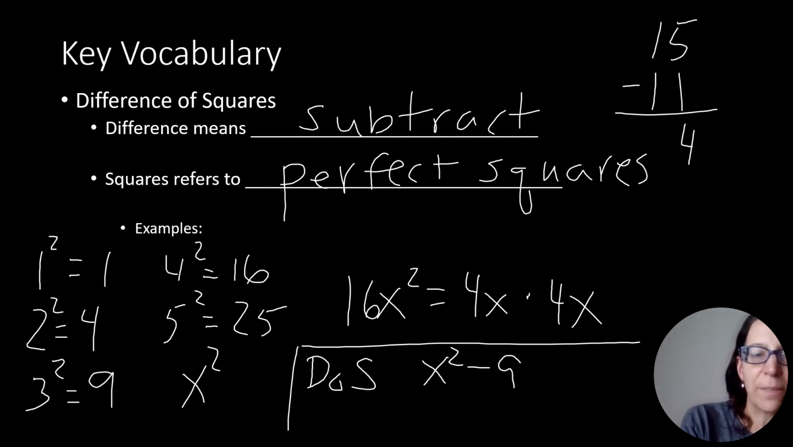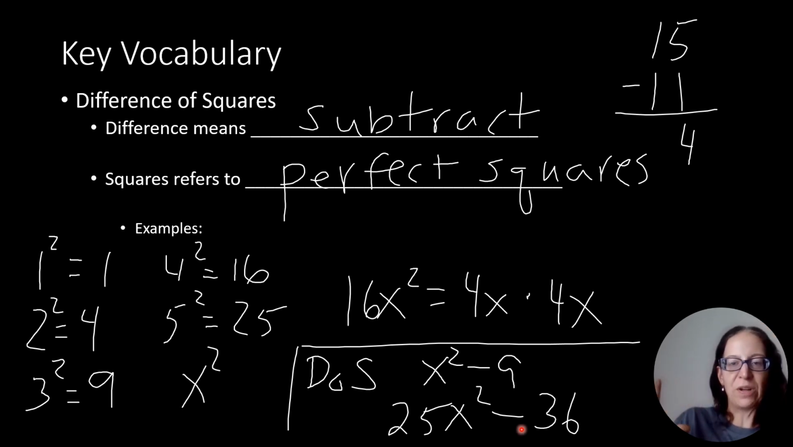But it could also be something like 25x squared minus 36, because this is 5 squared and x squared, and this is 6 squared, and we are subtracting them. There is no sum of squares. Well, there is a sum of squares, but we don't factor it, at least not at this level at this moment, because we have to introduce a whole other thing before we can even talk about that. But this is subtracting, and they're subtracting things that are perfect squares.